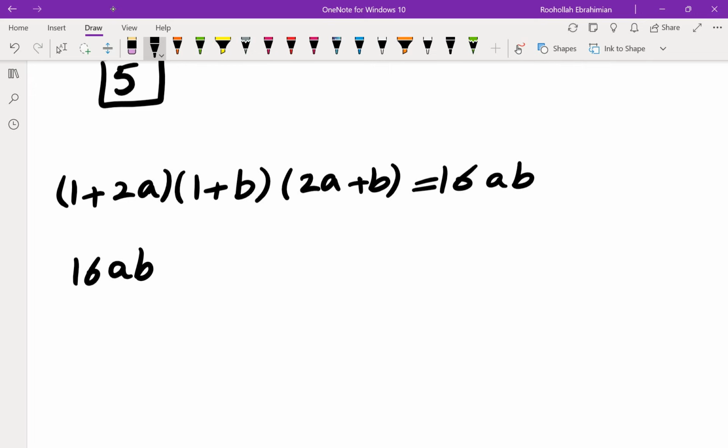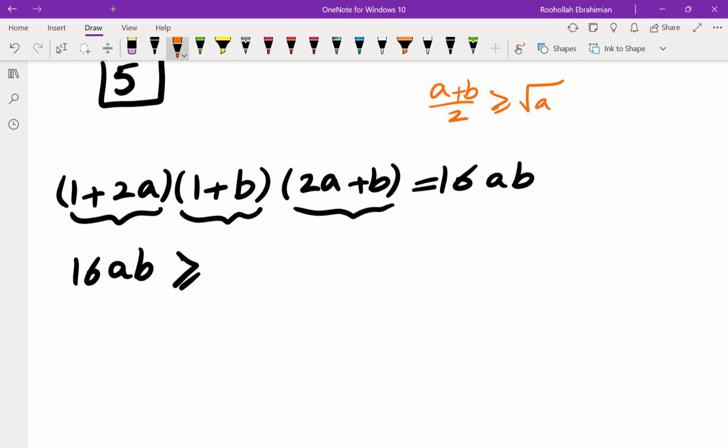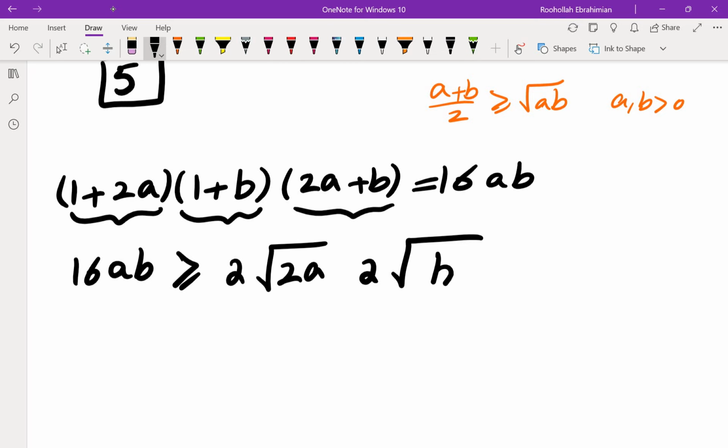So 16ab, which is the right side, is greater than or equal to... Let's apply AM-GM to each one of these. And just to remind you, AM-GM tells you (a + b)/2 is greater than or equal to root ab for a and b positive. So this would be 2 times the square root of 1 times 2a, 2 times the square root of 1 times b, 2 times the square root of 2a times b.